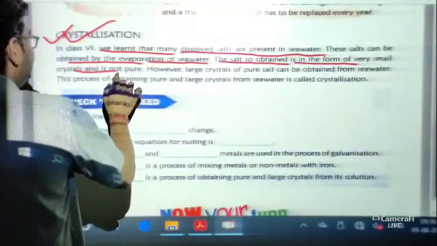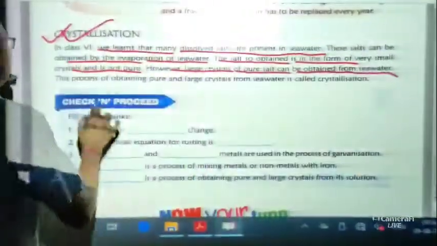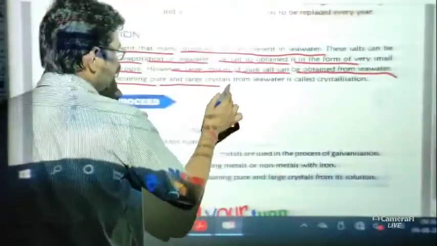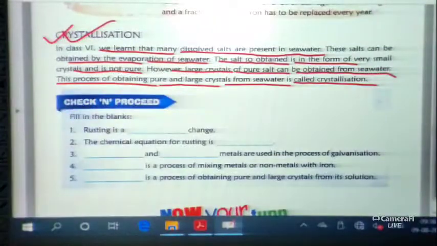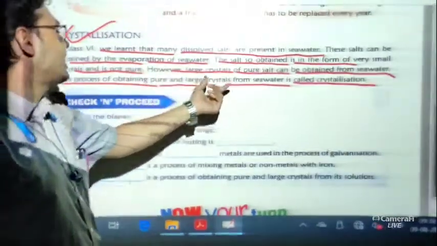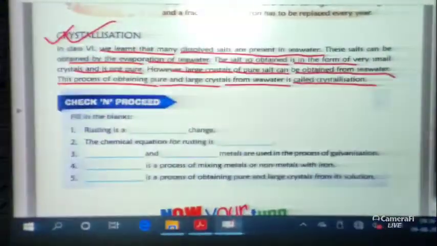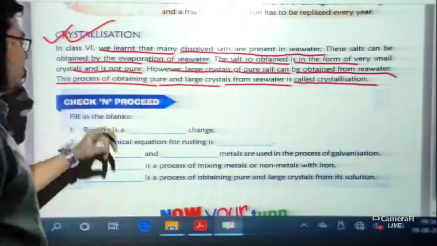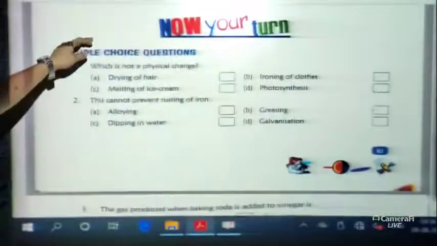The salt so obtained is in the form of very small crystals and is not pure. However, large crystals of pure salt can be obtained from seawater. So the process of obtaining pure and large crystals from seawater is called crystallization. What is crystallization? It is the process of obtaining pure and large crystals from seawater. As simple as that. So students, I think this is the last part of the chapter. With this we have completed the chapter.